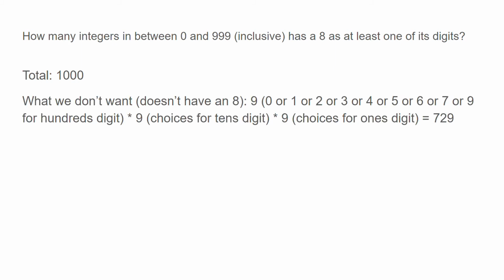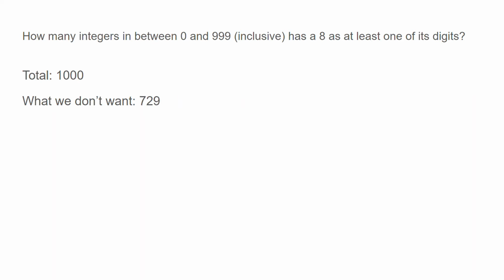And what we don't want, or everything that does not have an 8, would be 9, because we are not counting 8 for the hundreds digit, and also 9 for the tens digit, and 9 for the ones digit. If we multiply all that, we get 729 as what we do not want.